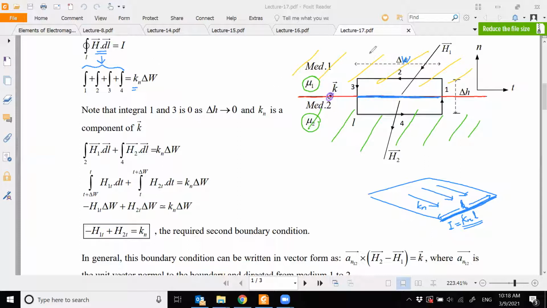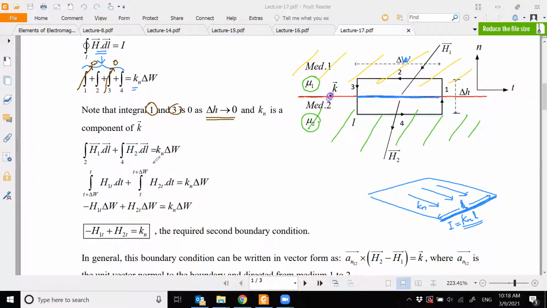Now, again from our electrostatics, we are borrowing: this component and this component, which are 1 and 3, because we want to evaluate at the boundary, we make this height delta H go to 0. So when delta H goes to 0, the contribution from 1 and 3 will be 0. Therefore, what is left is only 2 and 4.